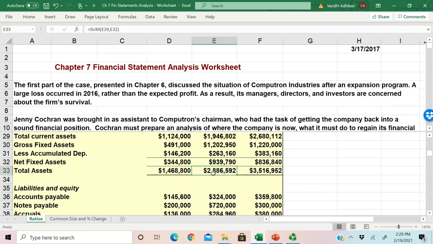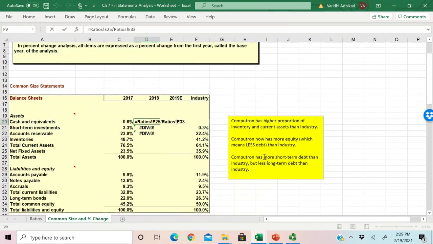So what you want to do is lock this fixed total asset cell. Lock this cell E33 by putting a $ sign in front of the E column and in front of row 33. If you put a $ sign, then that cell will stay the same. Now, things didn't work here, obviously, because this should have been 100%, but it's not.